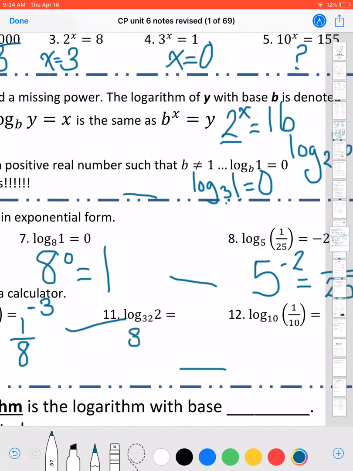For number 11, it's saying 32 to what power is going to give us 2? Since you're taking something and making it smaller, you might think, wow, this is a negative exponent. It is not, because it doesn't make anything into a fraction. This is where we have to go back and think about our rational exponents, where the exponents themselves were fractions. I know that 2 to the 5th power is going to give us 32, so that means the 5th root of 32 is going to be 2. We write the 5th root as an exponent as 1 over 5.